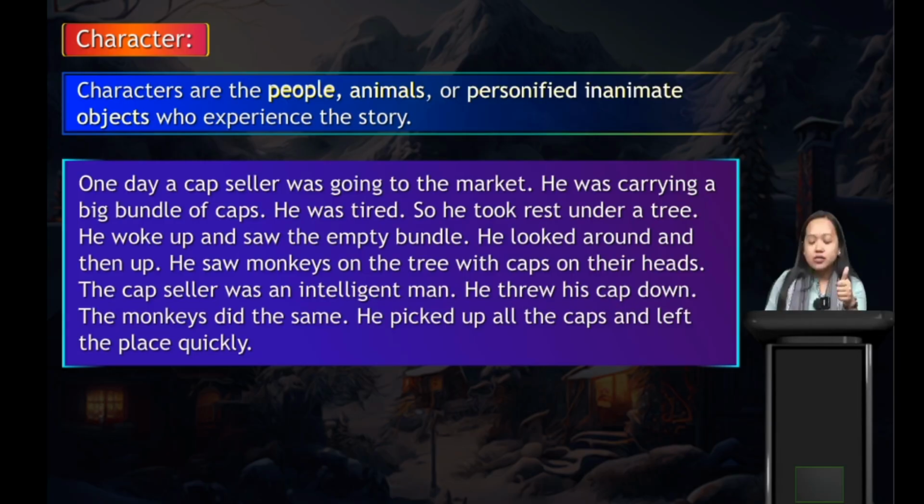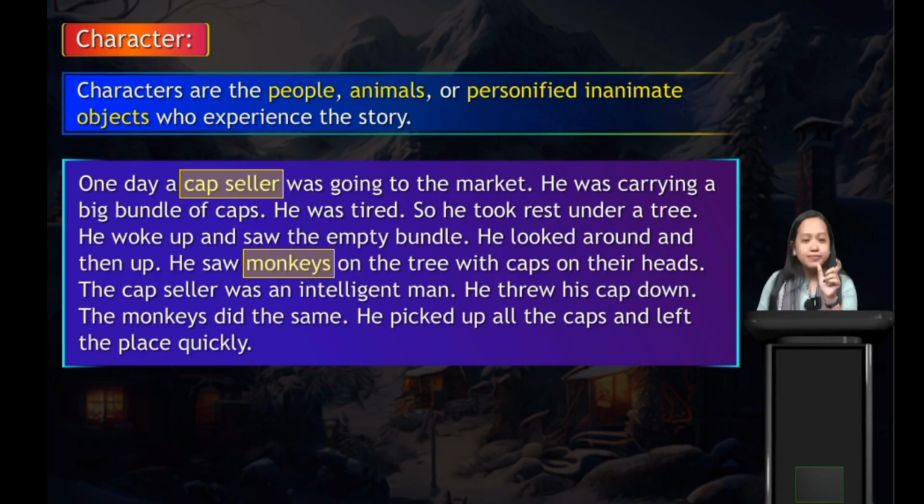So in the story, which characters can we see here? Which character and which animal did we see in the story? Yes, we saw the cap seller, right? So these are our characters from the story. And the monkey. We saw that the monkey took the caps of the cap seller, right? The story revolves around the cap seller and the monkey. So these are the characters in the story that we have to give.